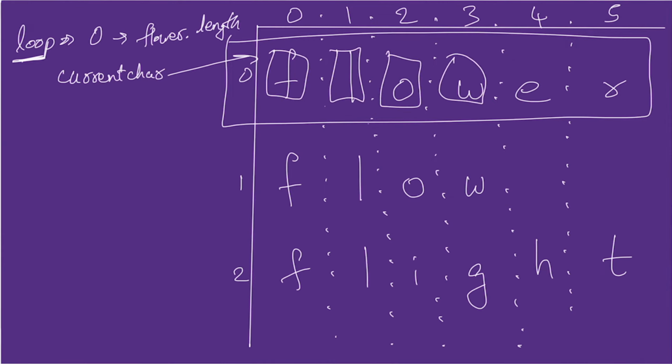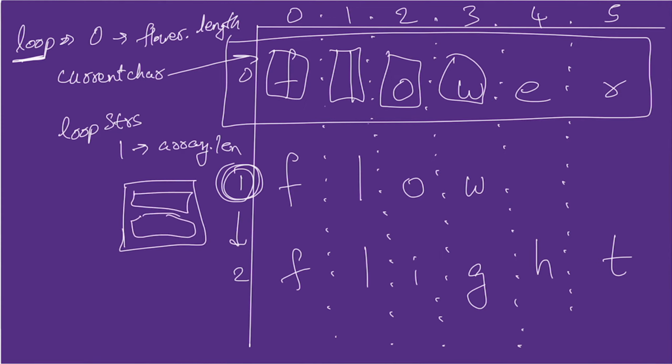Then we'll run another loop, let's say loop strs, which will run from 1, which is from here, until the length of the array, which will be array.length. And in this case, it will be from 1 to 2. Now inside this loop, we'll check for two things. The first thing will be to make sure that the characters in the other strings match this f. So for the first iteration, we'll make sure this f matches this f. For the second iteration, we'll match this f to this f, and so on.